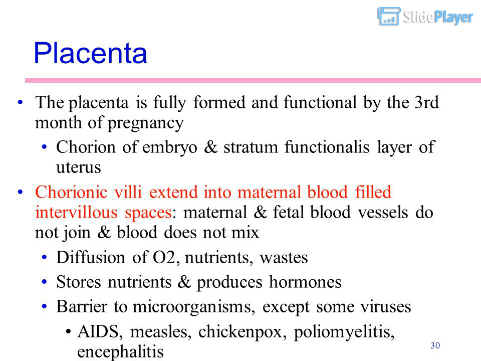Placenta. The placenta is fully formed and functional by the 3rd month of pregnancy. Chorion of embryo and stratum functionalis layer of uterus. Chorionic villi extend into maternal blood-filled intervillous spaces. Maternal and fetal blood vessels do not join and blood does not mix. Diffusion of O2, nutrients, wastes.